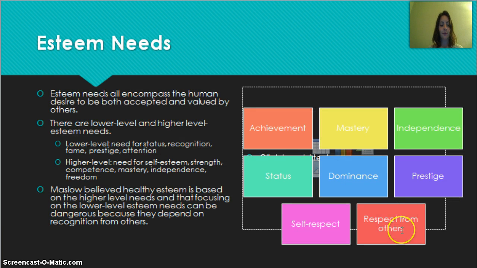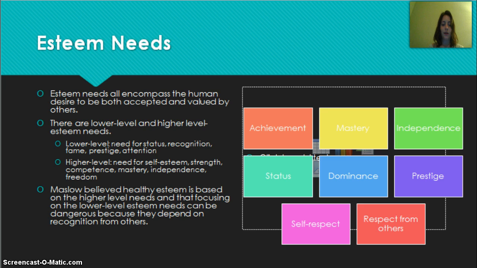After our social needs have been met, humans can continue on to the next level, esteem needs. Esteem needs refer to our need for respect, self-esteem, as well as self-confidence. And esteem needs sort of encompass all the human desires that we have to be both accepted as well as valued by others.